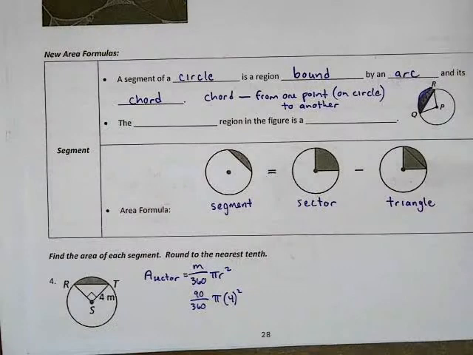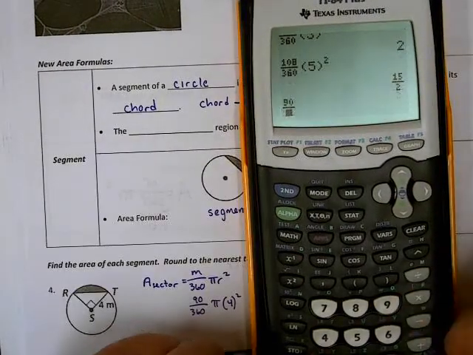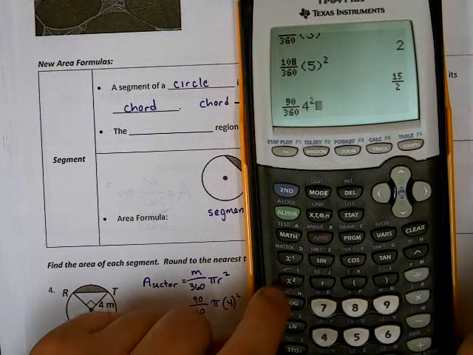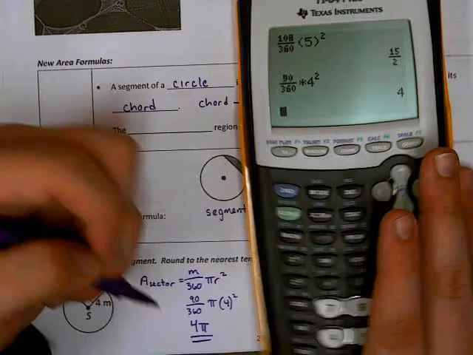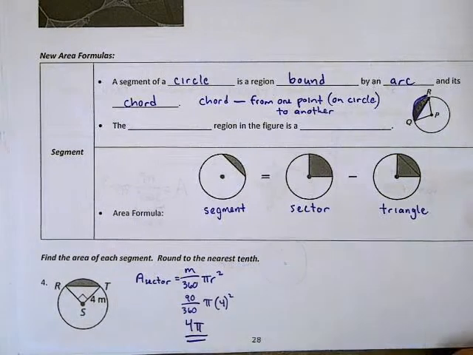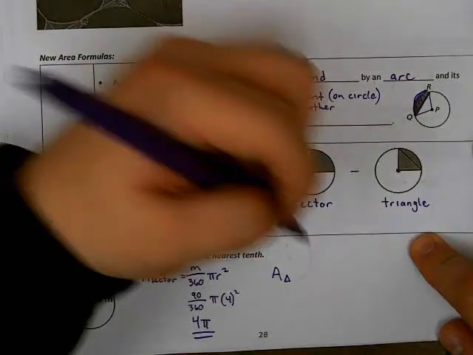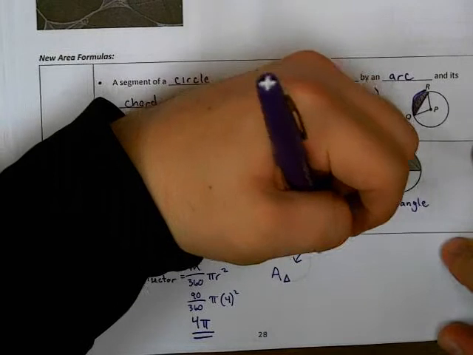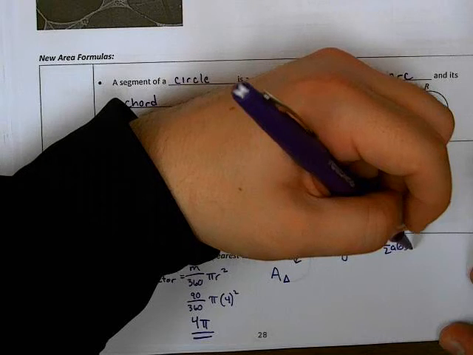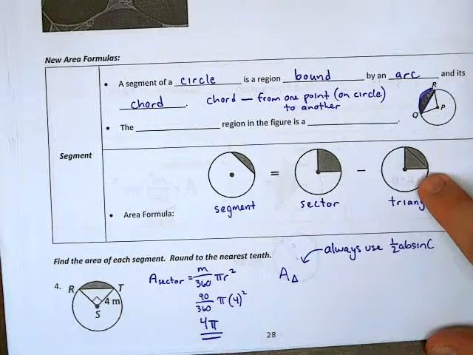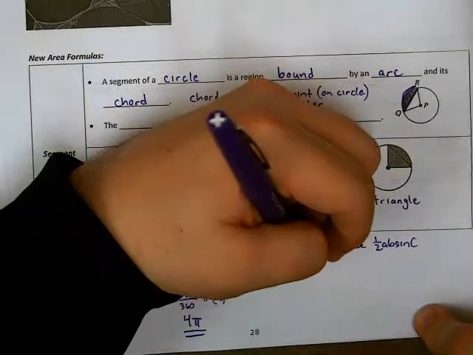So let's see, when I go to the calculator, I think it's 4 pi, but let's just make sure. 90 over 360, 4 squared. 4, so 4 pi. So now I know that the area of the sector is 4 pi, but please remember, we are not done. We now need to find the area of the triangle. I need you guys to understand, always use 1/2 AB sine C. Okay, 1/2 AB sine C is going to help us get this every single time.